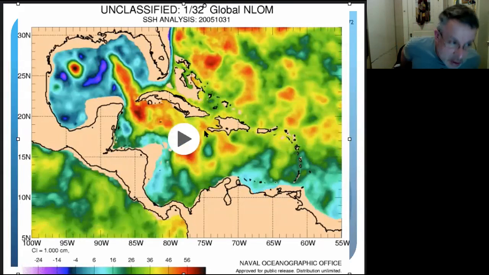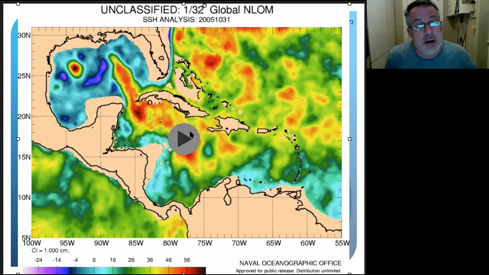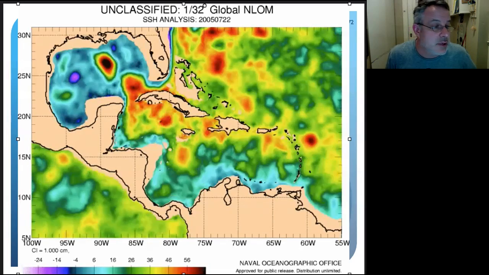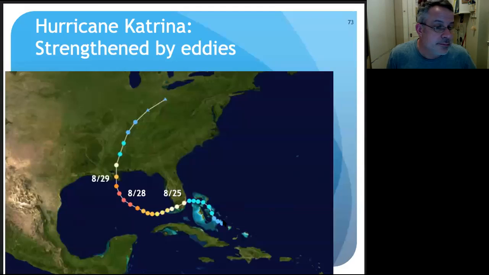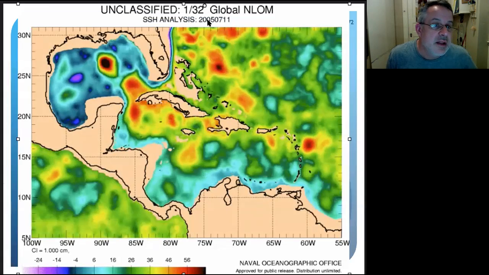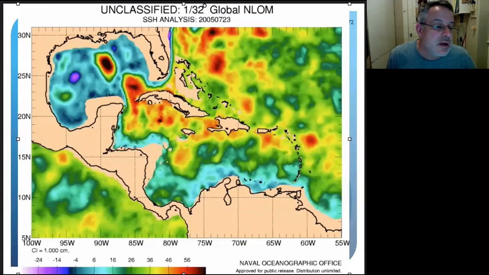There are certainly Rossby waves in our model, but they're probably not eddies. It's not that high resolution. Hurricane Katrina is one example of something that was strengthened by eddies. In this video, you can actually see the dates. These are actually the right dates.